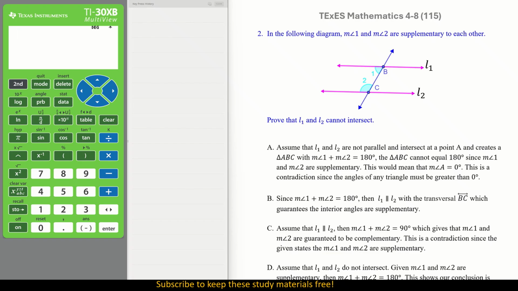So it says they cannot intersect. Okay. If they cannot intersect, this means they are parallel. So they are parallel lines. So to make our assumption indirect, we must say they are not parallel, and they must intersect.